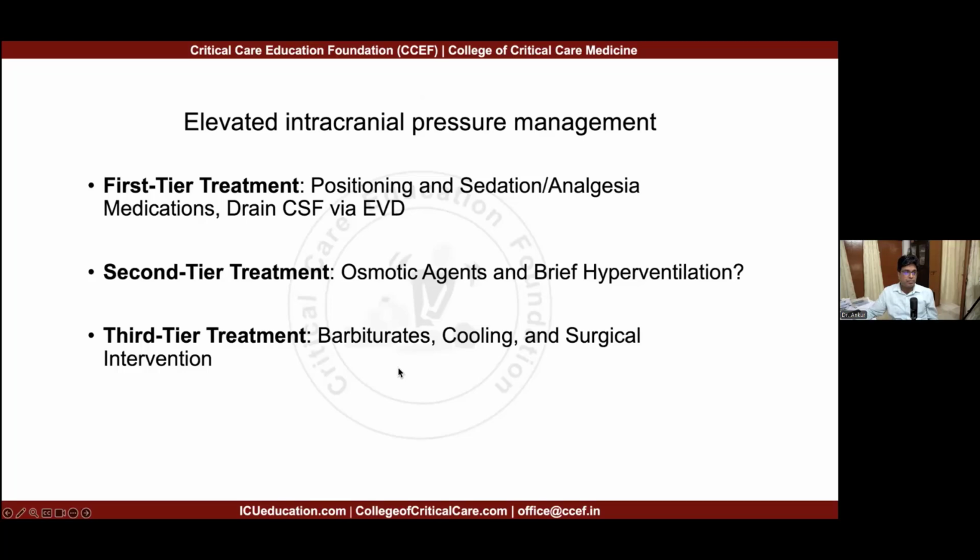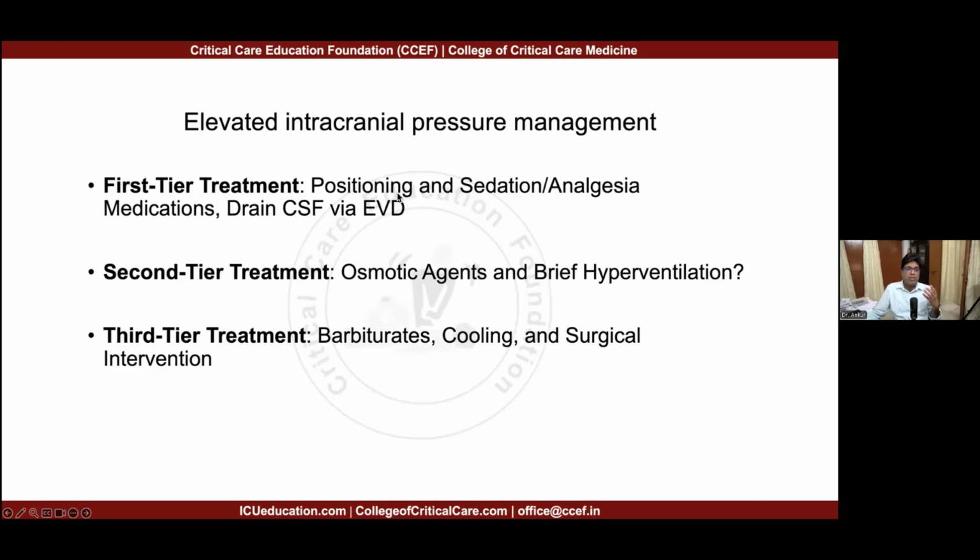Okay. Now you have a patient, you have set the targeted goals, you are maintaining all the homeostatic parameters of the patient, and you are monitoring the intracranial pressure, and now you find that the intracranial pressure is increasing. My patient is deteriorating. So how will you manage it? For simplicity, we have classified management into first tier, second tier, and third tier.